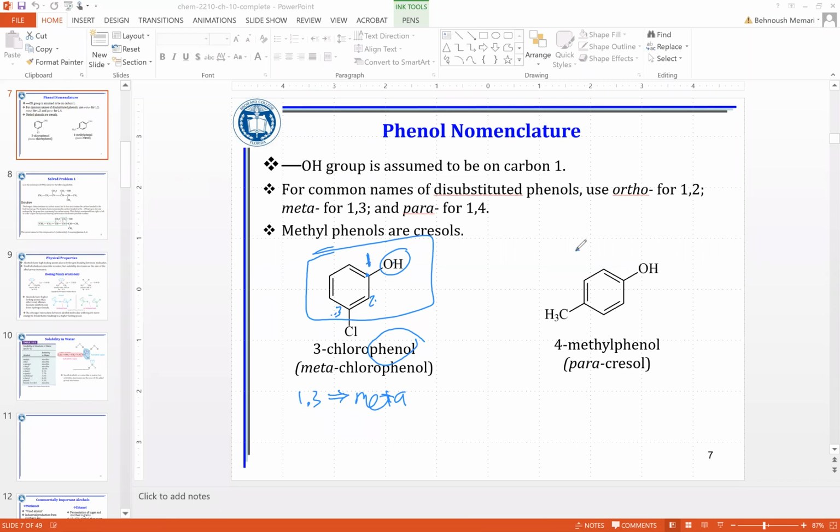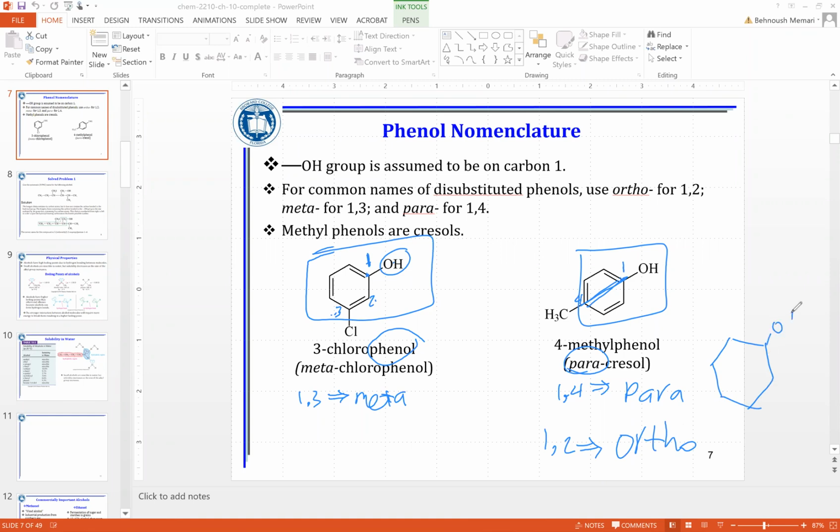Another example, you have again phenol, and there's a methyl group on the benzene ring. The methyl group, with respect to the carbon that carries the OH, is on carbon number 4. And if you have a 1,4 position, that also means that it's para, that's another name for it. A 1,2 is ortho. So we have the ortho, meta, or para position. Para means they're across from each other. Ortho looks like 1,2.